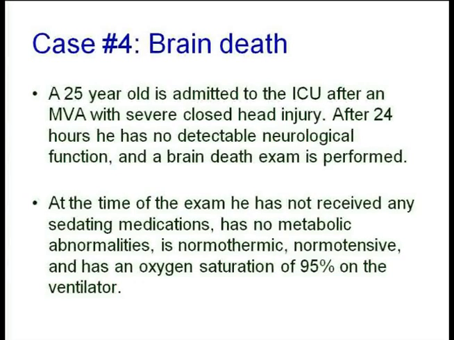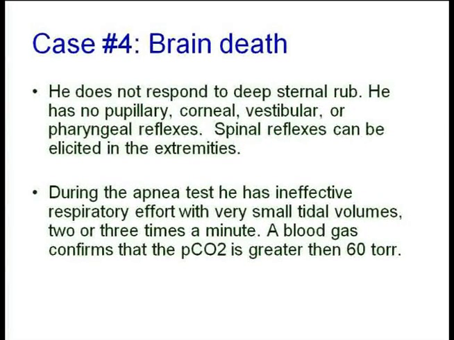At the time of the exam, he has not received any sedating medications. He has no metabolic abnormalities, normothermic, normotensive, and a 95% oxygen saturation on the ventilator. He does not respond to deep sternal rub. He has no pupillary, corneal, vestibular, or pharyngeal reflexes. He does, however, have spinal reflexes in his extremities. During the apnea test, he has ineffective respiratory effort with very small tidal volumes at a rate of maybe 2 or 3 a minute. A blood gas confirms that the PCO2 is greater than 60.